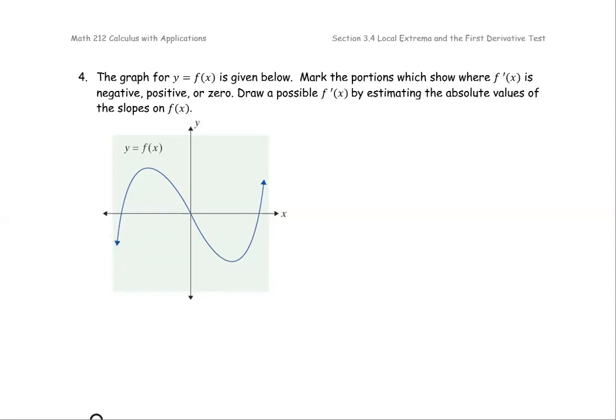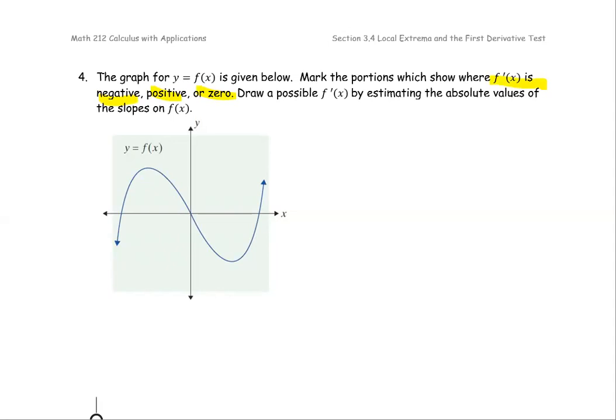In this example, the graph of y equals f of x is given below. Mark the portions that show where f prime is negative, positive, or zero, and draw a possible f prime of x by estimating the absolute values of the slope on the function f of x.